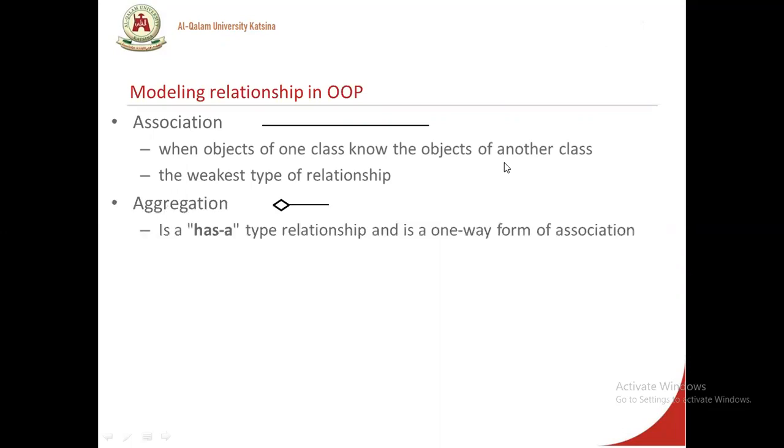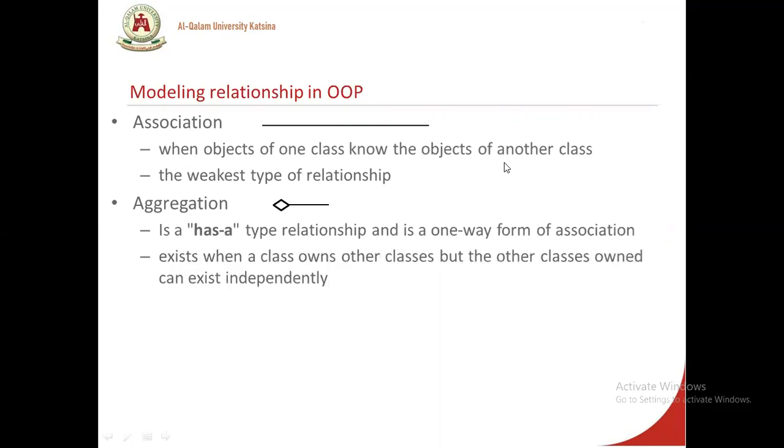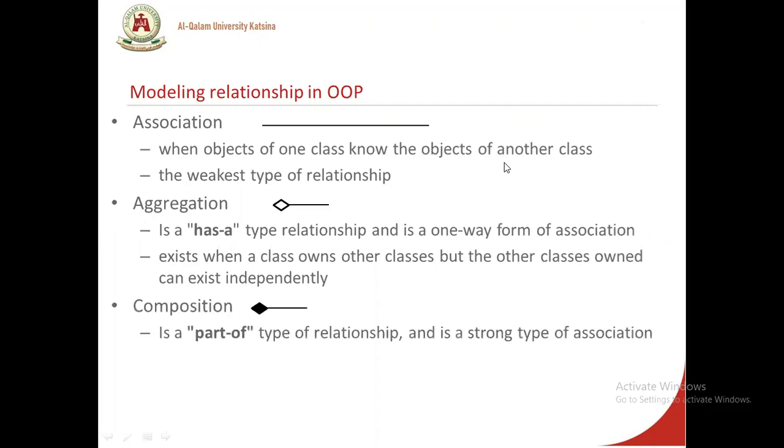But we can have the aggregation relationship, and this is called a has-a type of relationship. So it's a one-way form of association. It exists when a class owns other classes, but the owned classes can exist independently. A class can own another class, but the life and death of the two of them are independent.